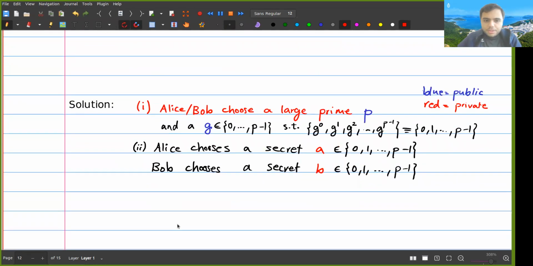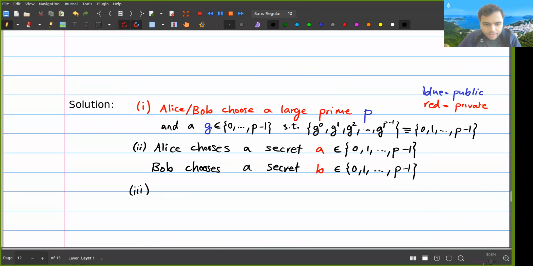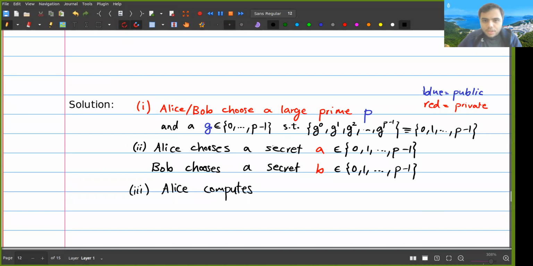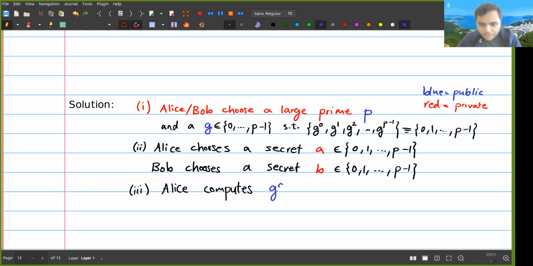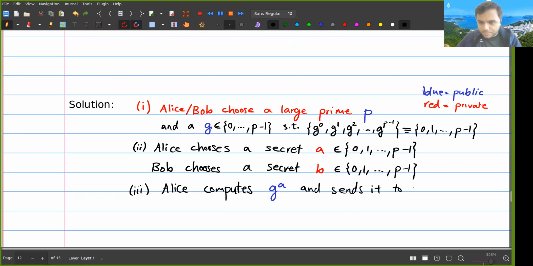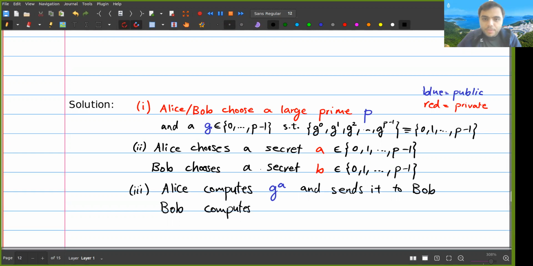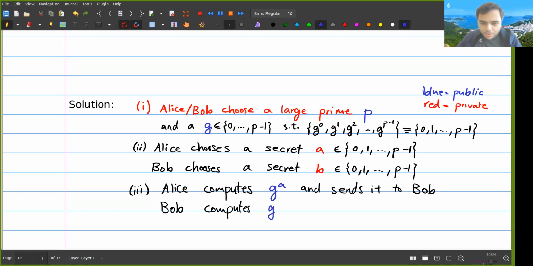Okay, so how can I do this? Actually, it's not so hard. This is the third step. I say that Alice computes G to the power of A and sends it over to Bob. On the other hand, Bob does the exact same thing, but with B. So Bob computes G to the power of B and sends it to Alice.